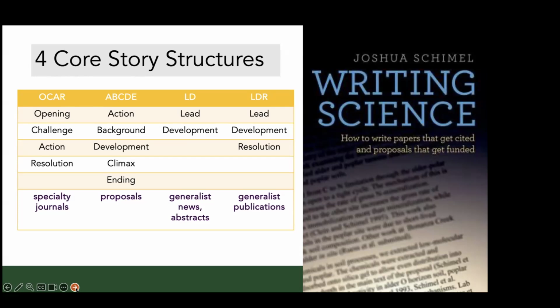But the storytelling structure that we're going to take a look at is the OCAR storytelling structure, which is the one that's most common to specialty journals that we're talking about in this writing to publish.